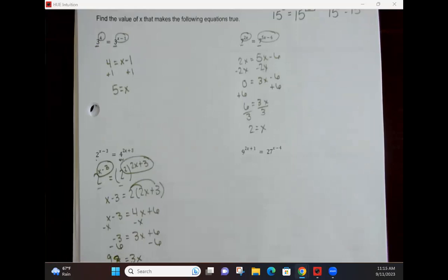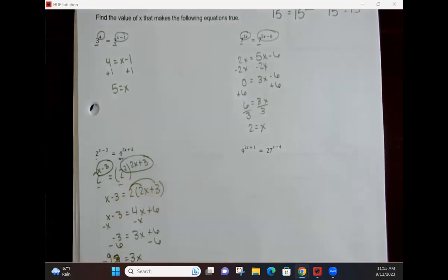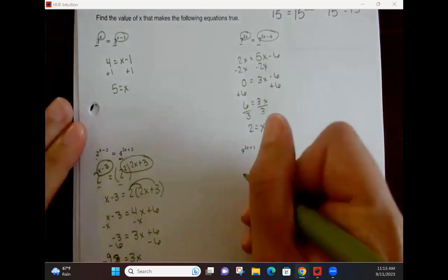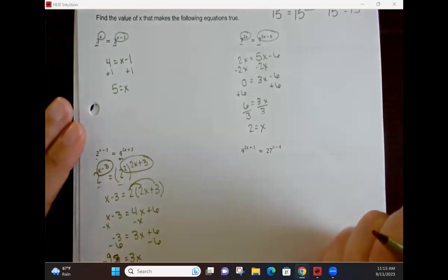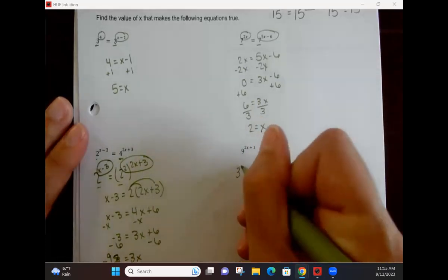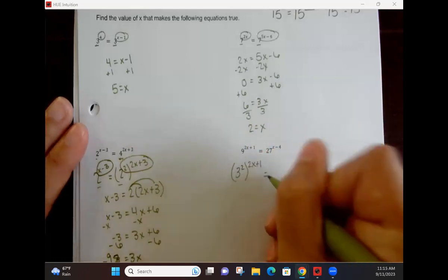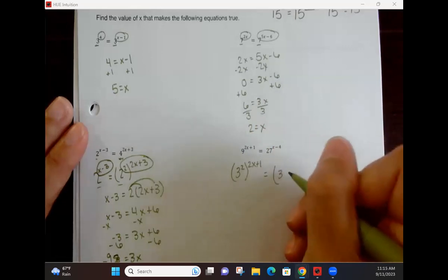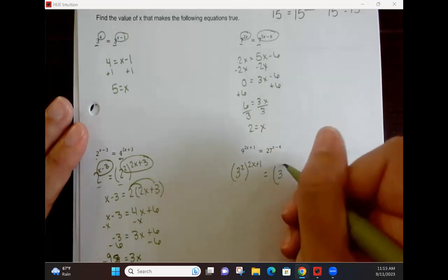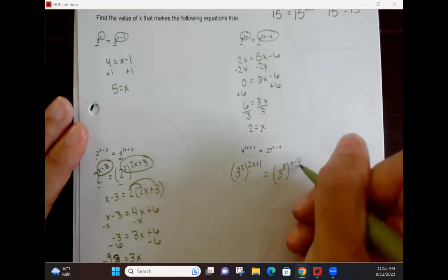Our second problem was a little trickier because you have to rewrite to get the same base. What should I rewrite these as? I actually have to rewrite both of them on this one. What base should you use? 3. So 9 is 3 to what power? 3 to the second, 3 squared. So this is 3 squared, so the 2x plus 1. 27 is 3 to what power? 3 to the third. So the x minus 4.